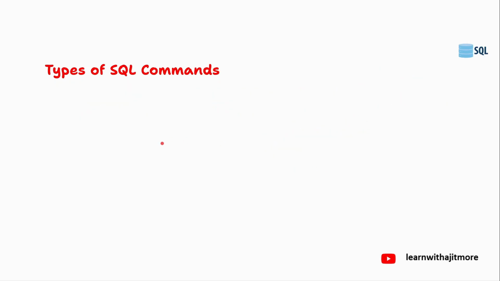Okay. Then the third category is DDL, or data definition language. This is very, very important because the whole journey starts with this only.